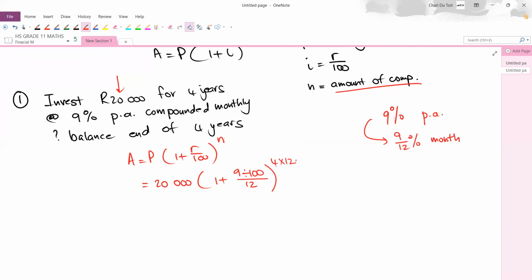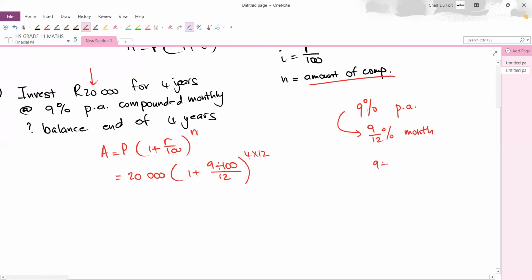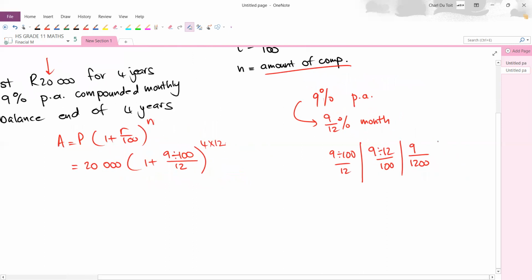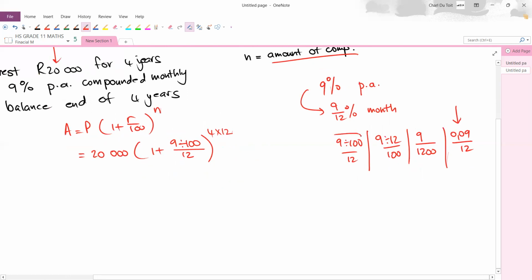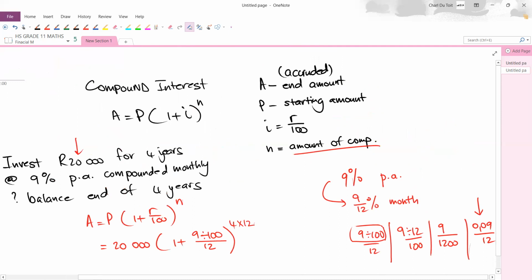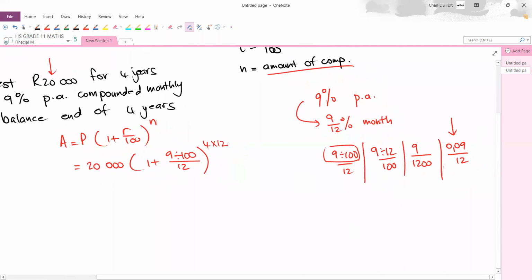So 20,000 Rand, 1 plus. Now you can use 9 divided by 100 over 12, which is exactly the same as 9 divided by 12 over 100. Or you can use 9 divided by 1200. Or you can even use 0.09 over 12. The last one just assumes that you've done the 9 divided by 100 in your head or separately on the calculator. But whichever one I write, it doesn't matter. They're all exactly the same. So put that in the calculator.